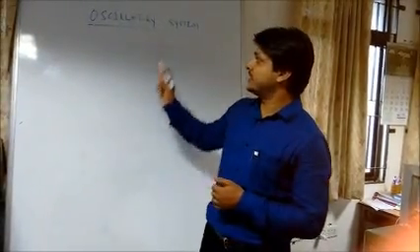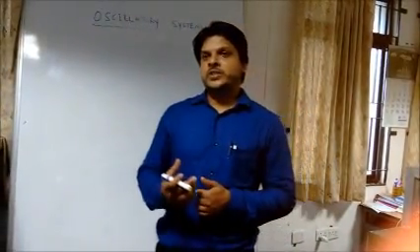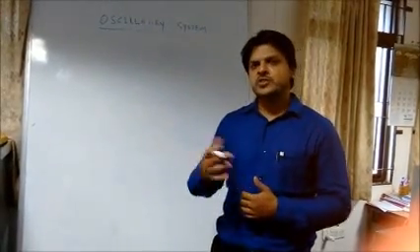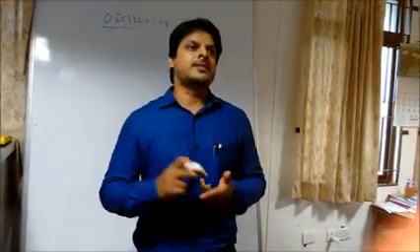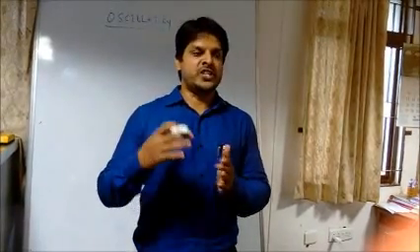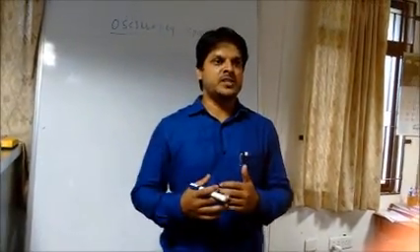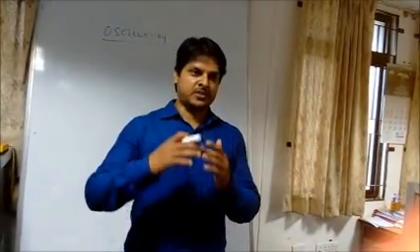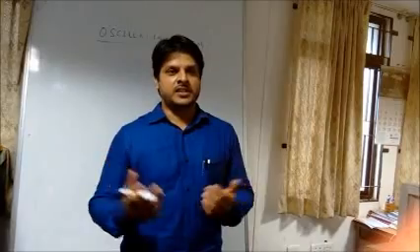Let's first discuss what is an oscillatory system. As the word says, oscillatory system means the system which performs oscillations. Then the question arises, what is oscillation? Oscillatory motion is a type of periodic motion. Periodic motion means the body retraces its position at constant intervals of time, then it is called periodic motion.